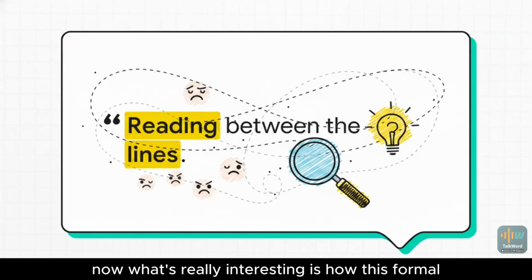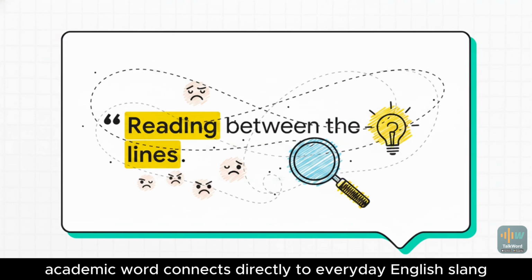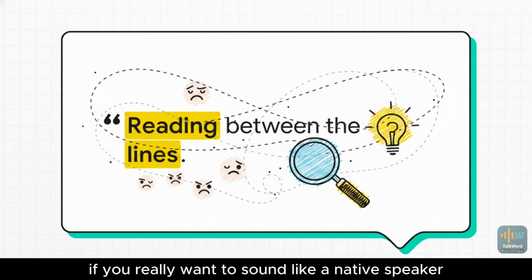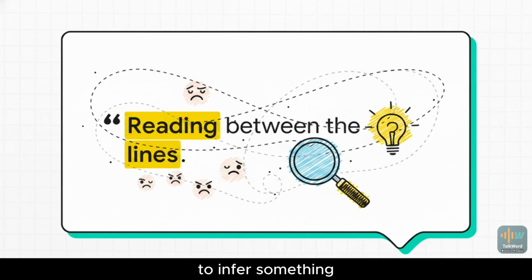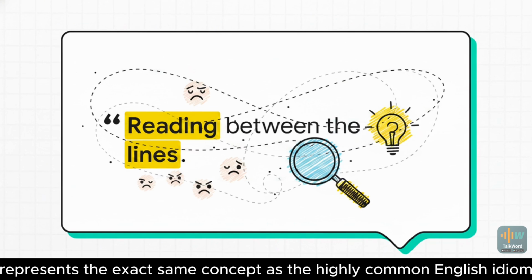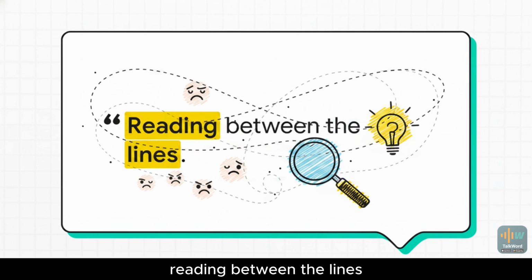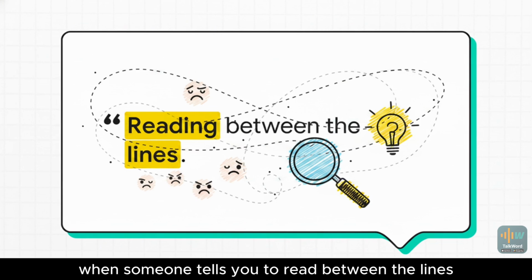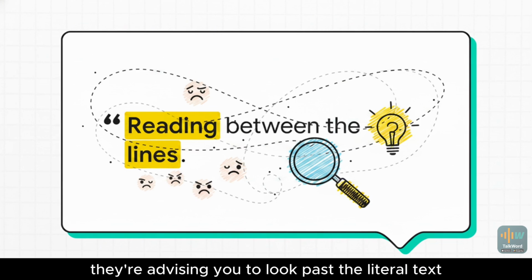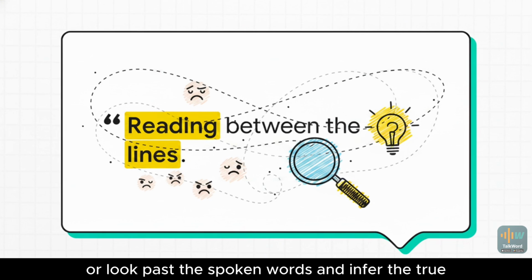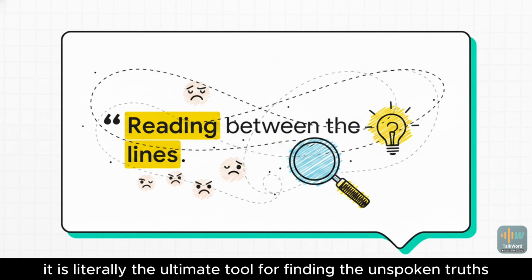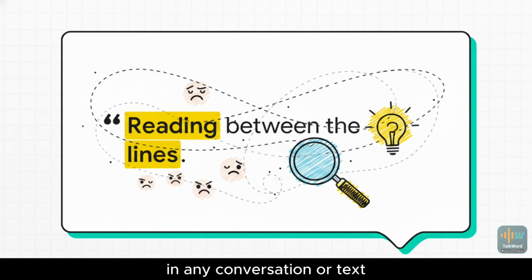Now, what's really interesting is how this formal academic word connects directly to everyday English slang. If you really want to sound like a native speaker, you should definitely know that to infer something represents the exact same concept as the highly common English idiom, reading between the lines. When someone tells you to read between the lines, they're advising you to look past the literal text, or look past the spoken words, and infer the true, hidden meaning beneath them. It is literally the ultimate tool for finding the unspoken truths in any conversation or text.